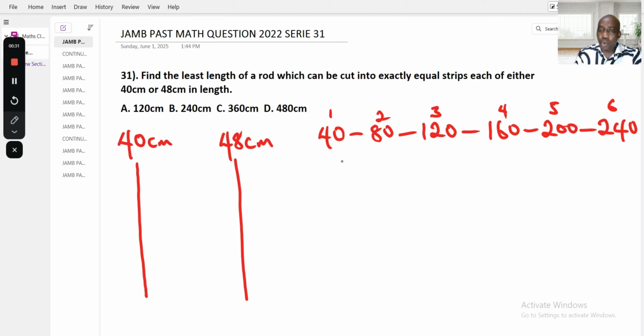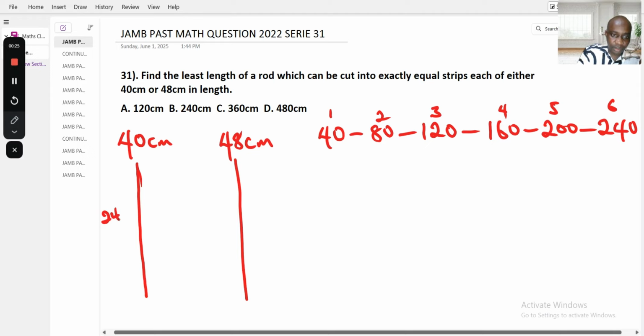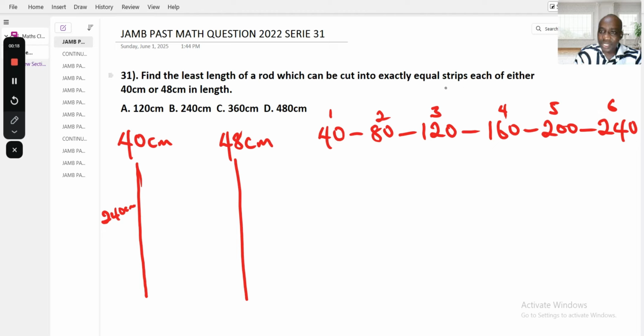We are going to cut this 240 centimeter rod, this long one, into what? Into 6 pieces, into 6 stripe pieces. That's the same thing. Now let's look at the 48.